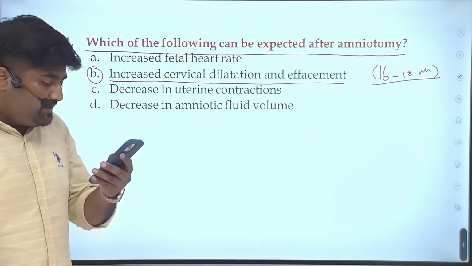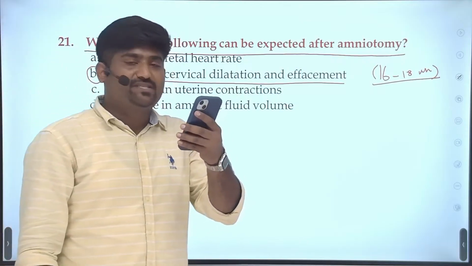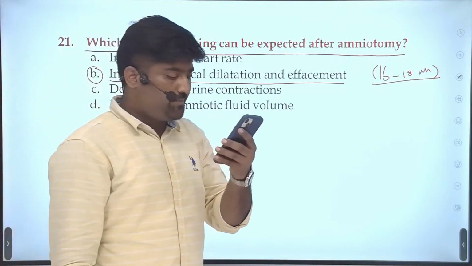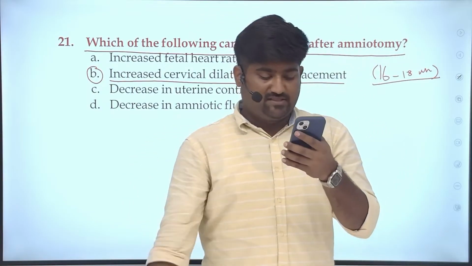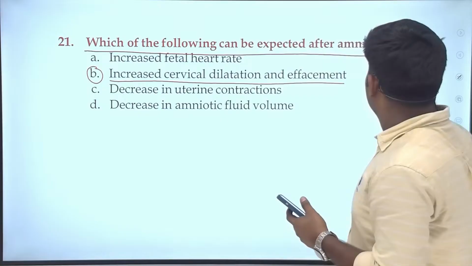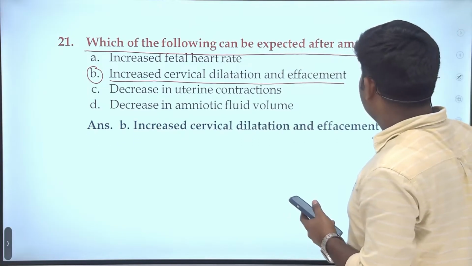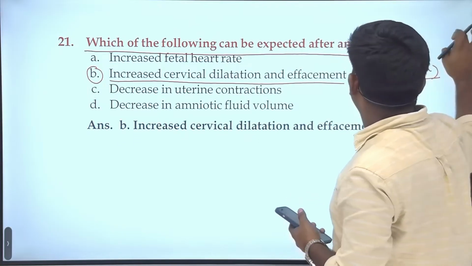Quickening is the first movement felt by the mother in which trimester and which week? Come on, tell me. 14 to 16 weeks. Yes, that is the ideal answer. Increase cervical dilatation and effacement.